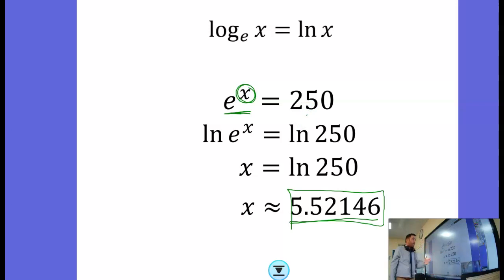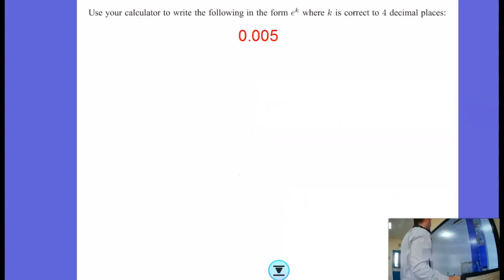So that's kind of the basics of it. ln is just the natural logarithm. It is logarithm with base e. So it's like saying, what do I do e to the power of, or e to the power of what gives me 250? And to find out, we use the ln. Let's look at some other stuff we can do with it.